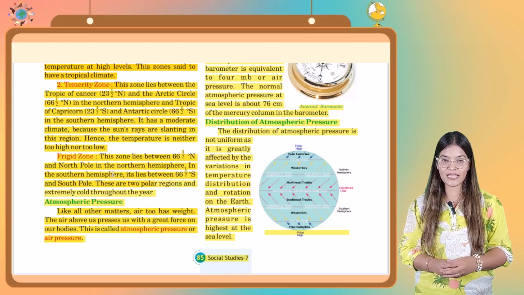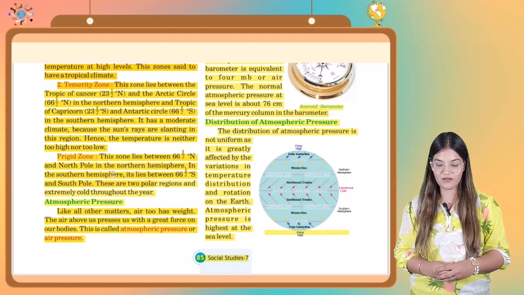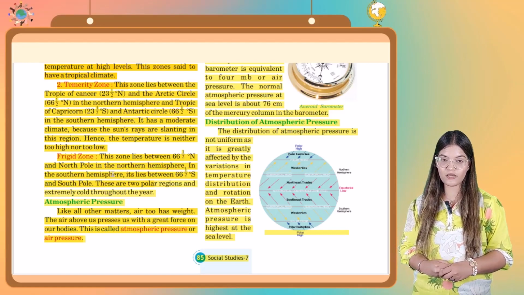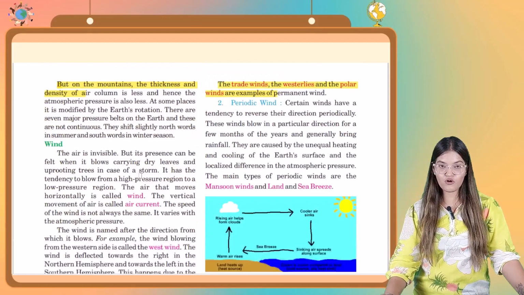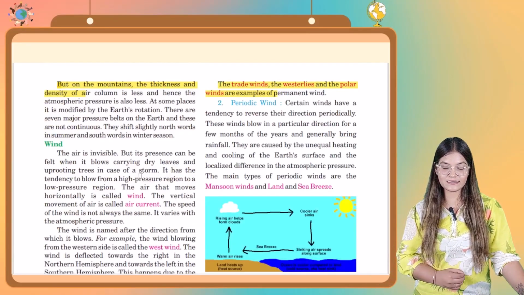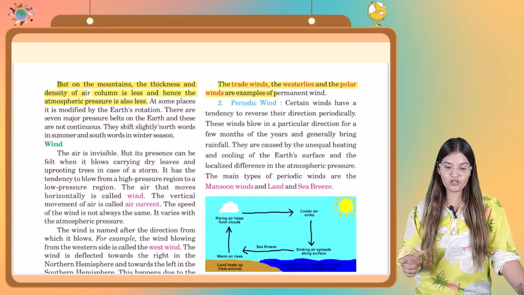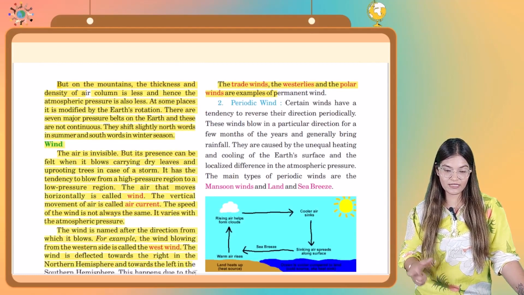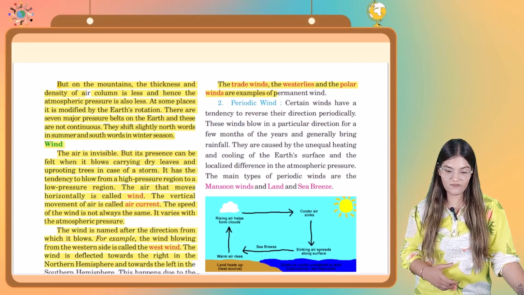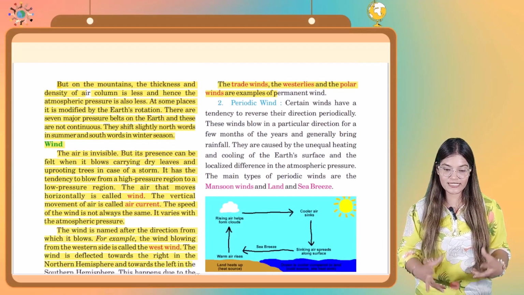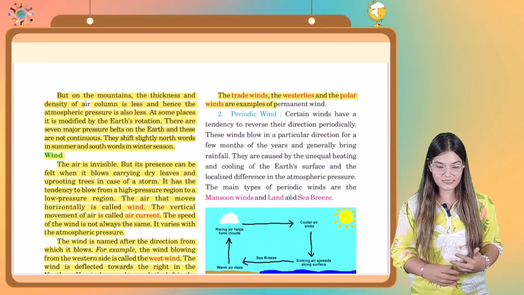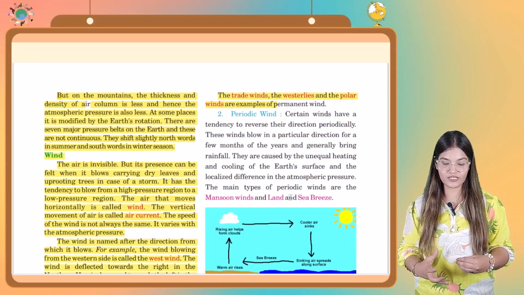Atmospheric pressure is highest at the sea level. सी लेवल पे काफी ज्यादा जो इसका प्रेशर होता है बहुत ज्यादा highest होता है. But on the mountains, the thickness and density of air column is less and hence the atmospheric pressure is also less. काफी ज्यादा air जो होती है ये बहुत ज्यादा less हो जाती है. At some places, it is modified by the Earth's rotation.